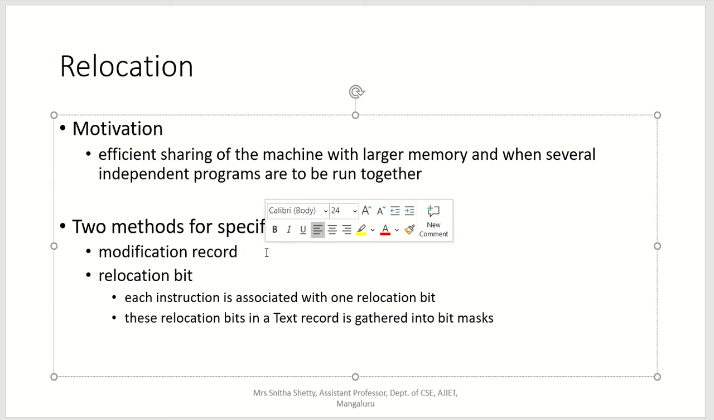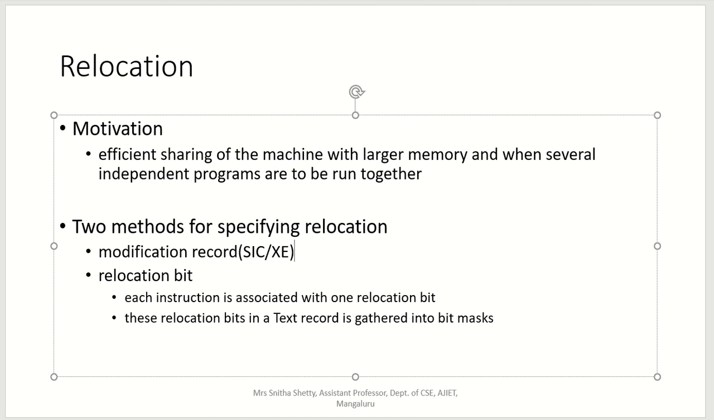When the program is SIC/XE, hope everyone knows what SIC and SIC/XE are. SIC means Simplified Instructional Computer architecture. SIC/XE means it is an extended, modified version of SIC. When the program is SIC/XE, the modification is done through a record known as the modification record.